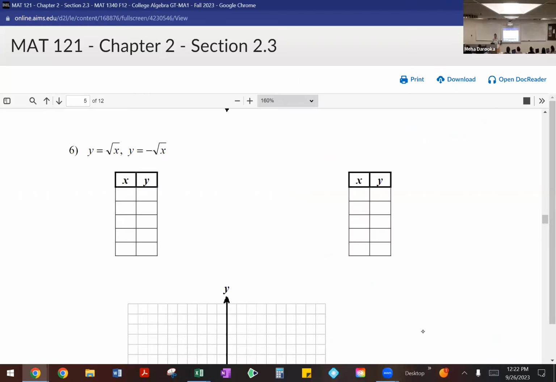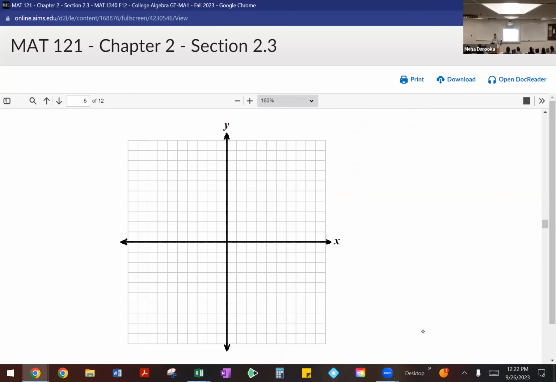Okay, so this was your reflection. Now again, remember, none of these translations or reflections change the shape of our graph. The shape of our graph has stayed the same. It's just basically been moved around on the coordinate plane.